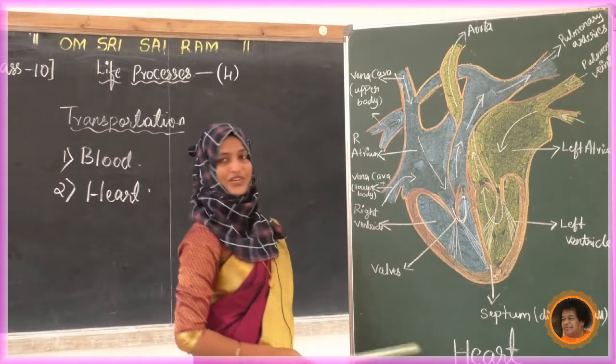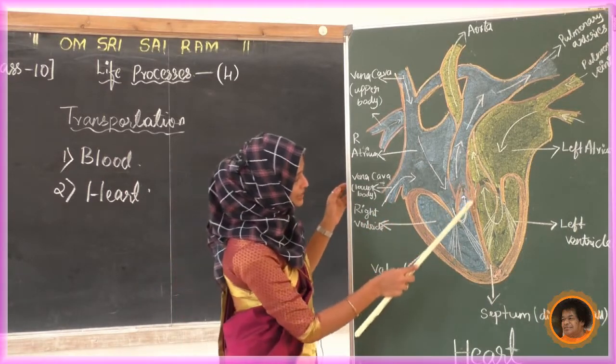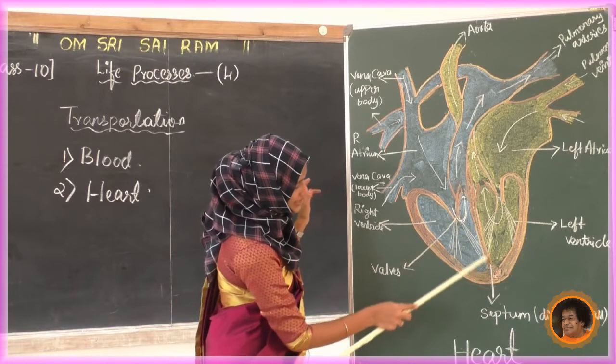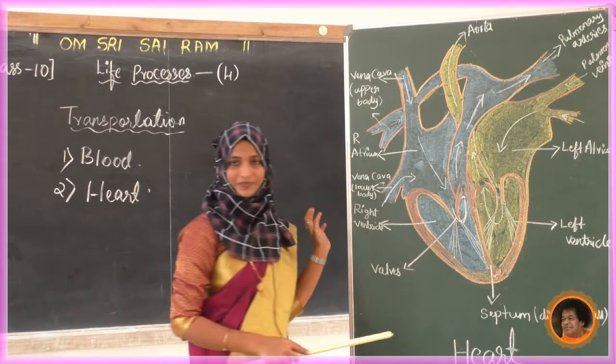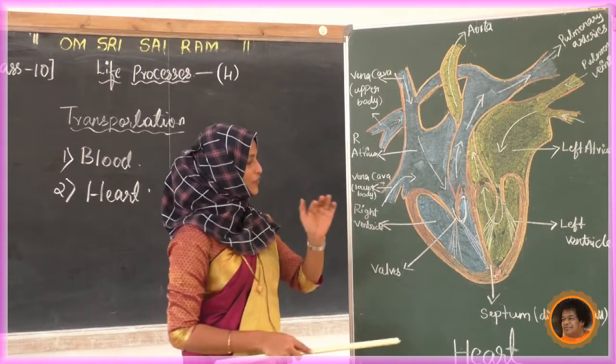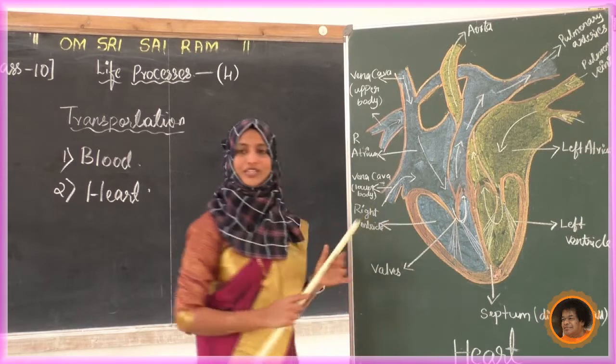Next, one more region we can see here, somewhat brown in color. See here, this part is called the septum. Actually this is a dividing wall. Okay, now first we'll see what the function of this is.